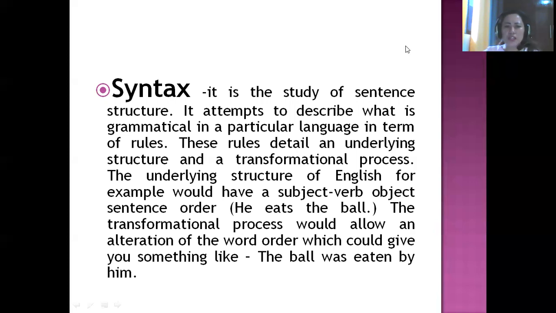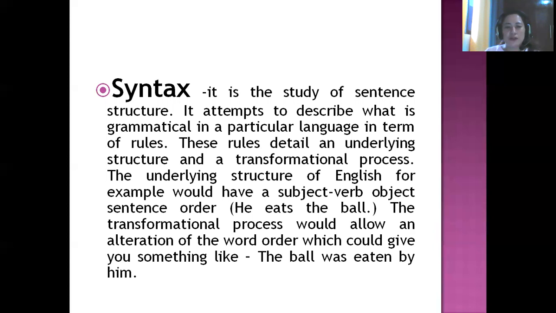So these rules detail an underlying structure and a transformational process. The underlying structure of English, for example, would have a subject, verb, object, sentence order. He eats the ball. So the transformational process would allow an alteration of the word order, which could give you something like the ball was eaten by him. So the same with my example minutes ago. So the same sentences, but the way they are arranged, they vary.